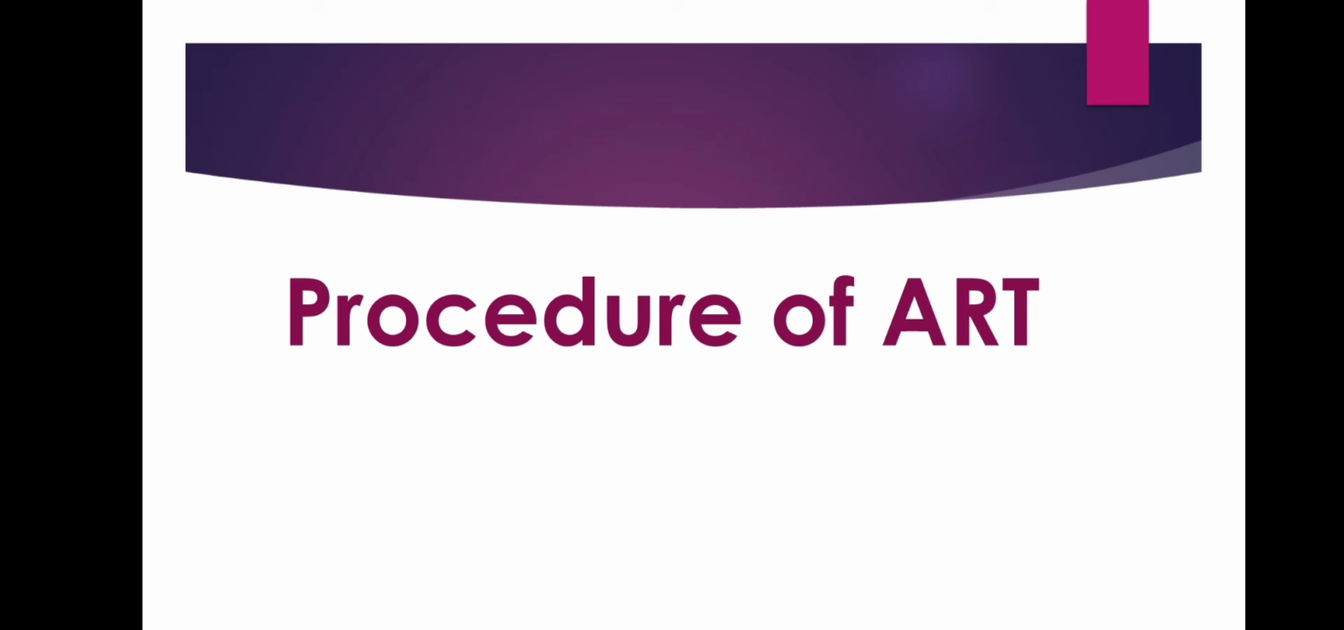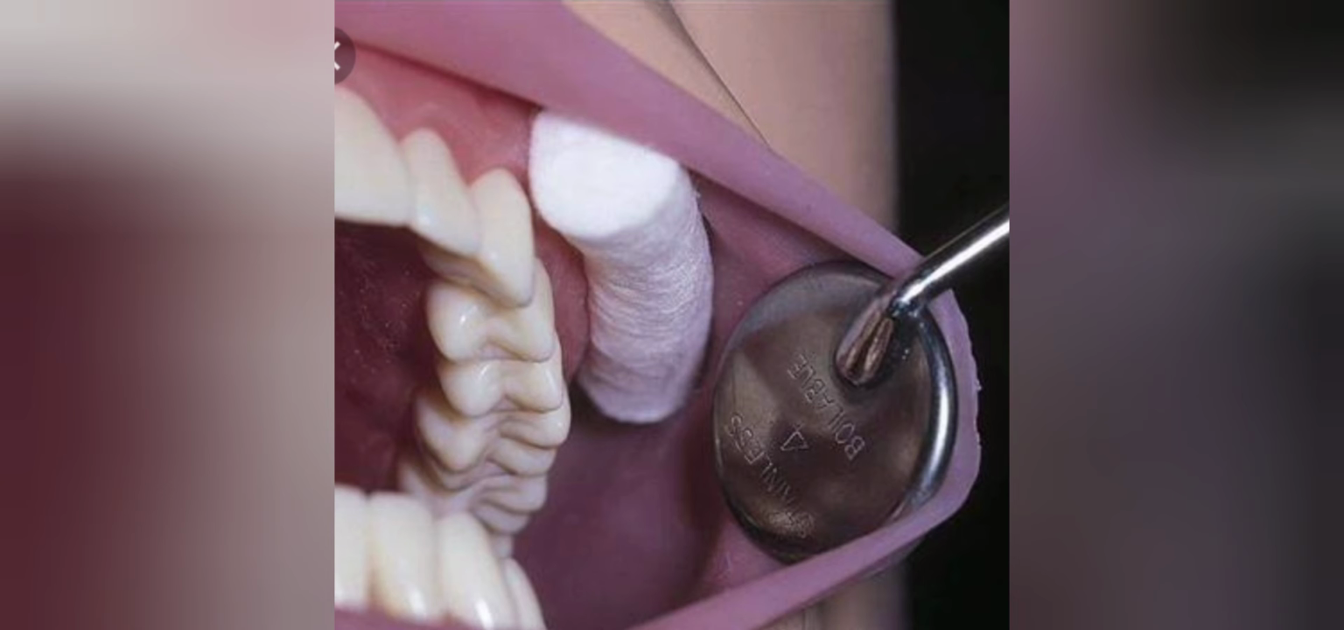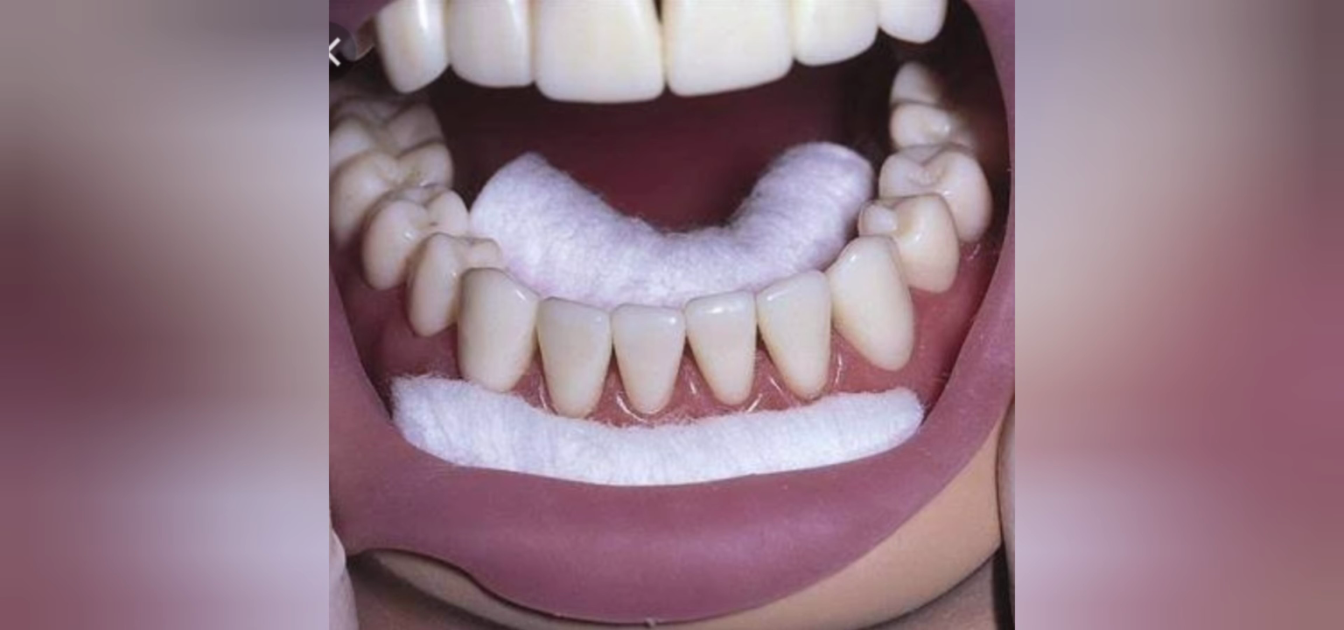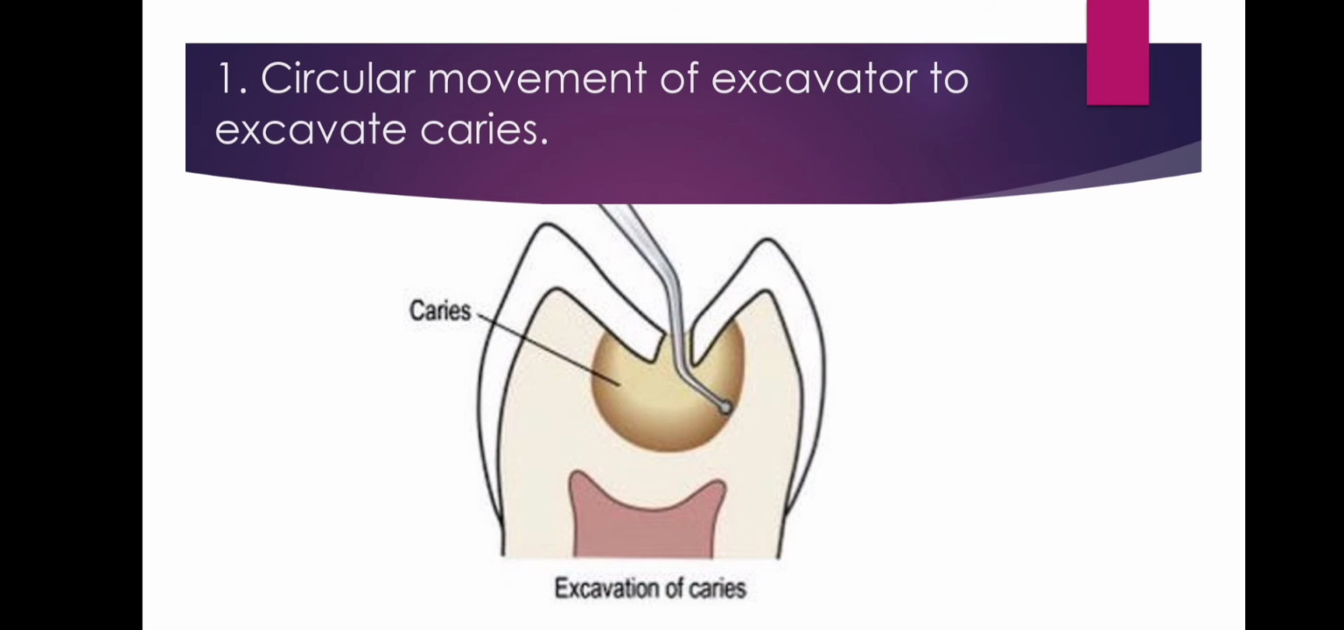Restoring the cavity using GIC. Tooth to be treated should be identified and isolated using cotton rolls. This will keep the tooth dry and prevent contamination by saliva. Using a wet cotton pellet, clean the tooth to remove plaque and to increase visibility. Caries removal is started now.